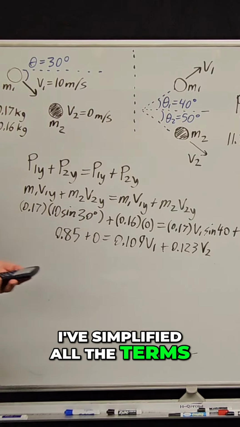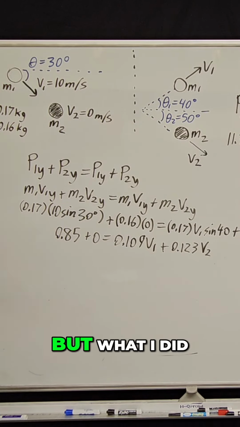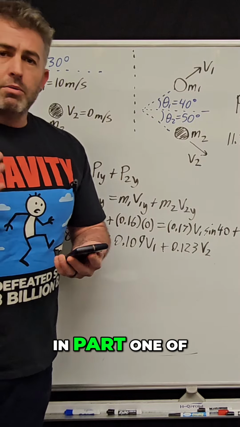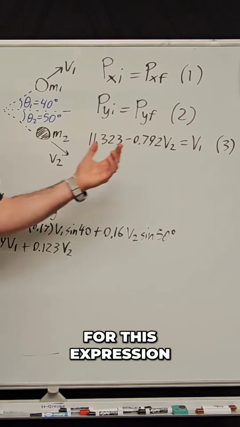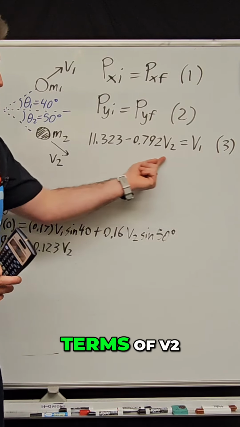I've simplified all the terms. I still have two unknowns, right? The V1 and the V2 term. But what I did in part one of this video, when I solved for this expression using our x direction, we got V1 in terms of V2.